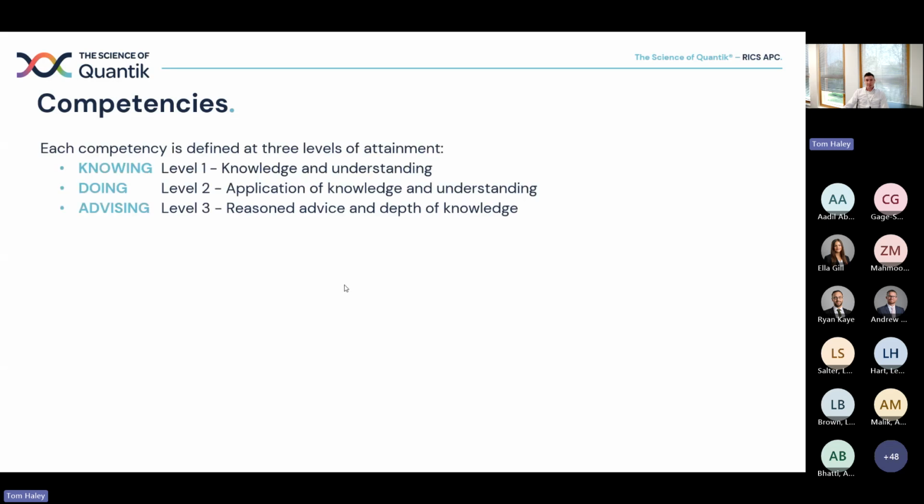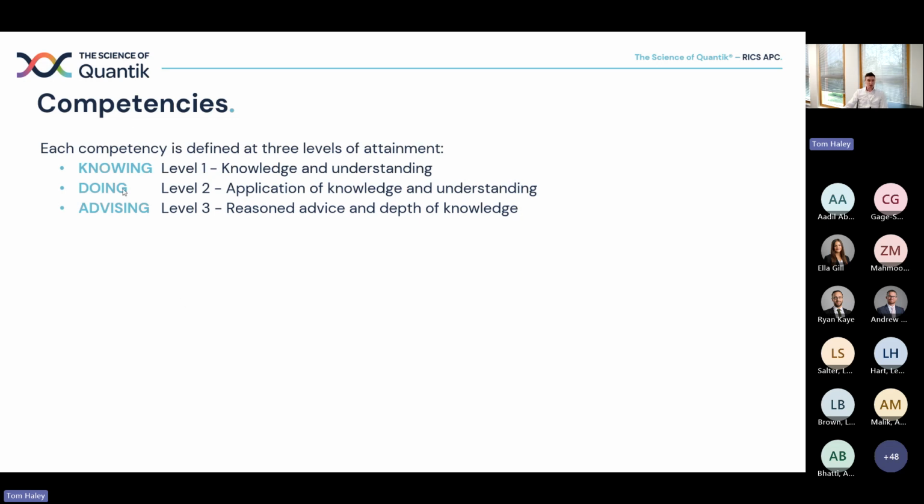So the competencies themselves, there are 3 levels, and very simply, level 1 is knowing. So a lot of people know a lot just from CPD, from attending university, various courses. That's level 1 knowledge. You know about something. I know about payment notices because I attended a course on payment notices. That's level 1 competence.